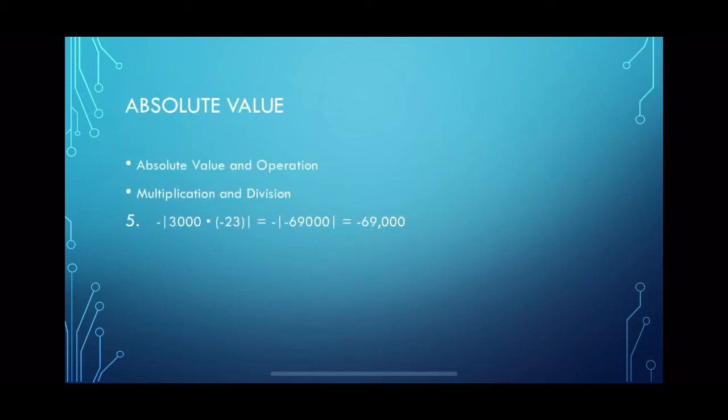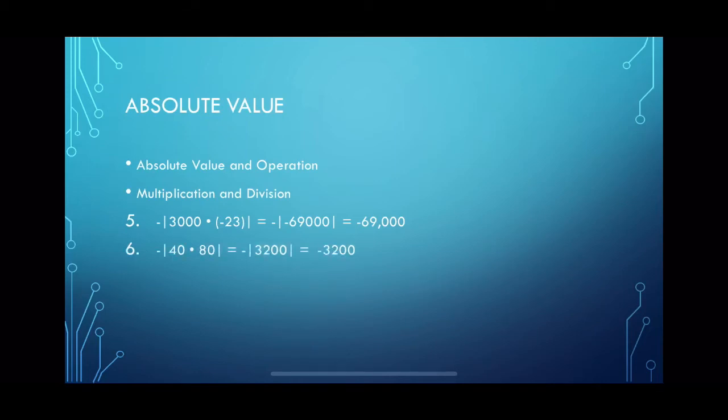So for number 5, we have negative absolute value of 3,000 multiplied by negative 23. So we have negative absolute value of negative 69,000. And the absolute value of 69,000 is 69,000, but we have the negative sign outside the absolute value sign. So we have negative 69,000 as the answer.